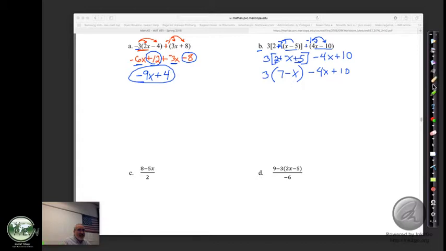What's our next step? We got to get rid of the parentheses, and we do that with distributing because we can't do anything else inside. No more like terms inside. So we distribute the 3. 3 times 7, 21. 3 times negative x, negative 3x. Parentheses are now gone. Negative 4x plus 10. And this stuff just keeps dropping down.